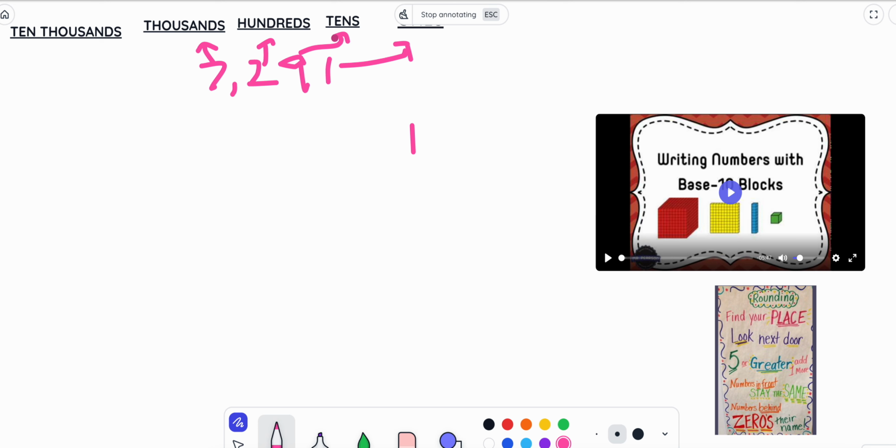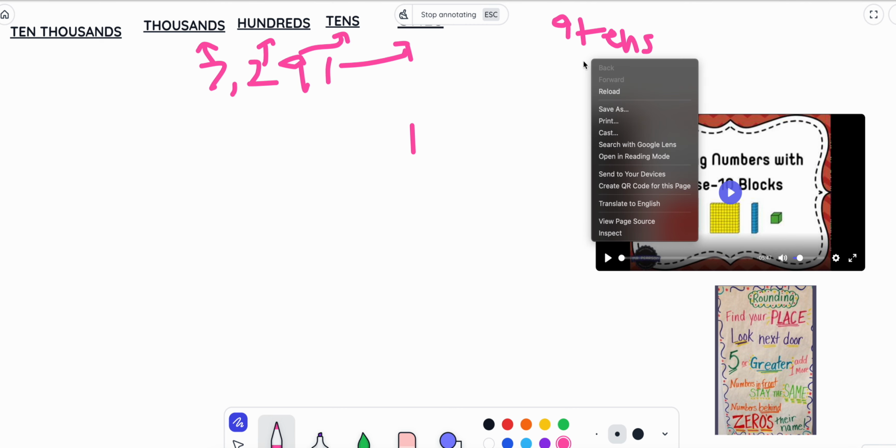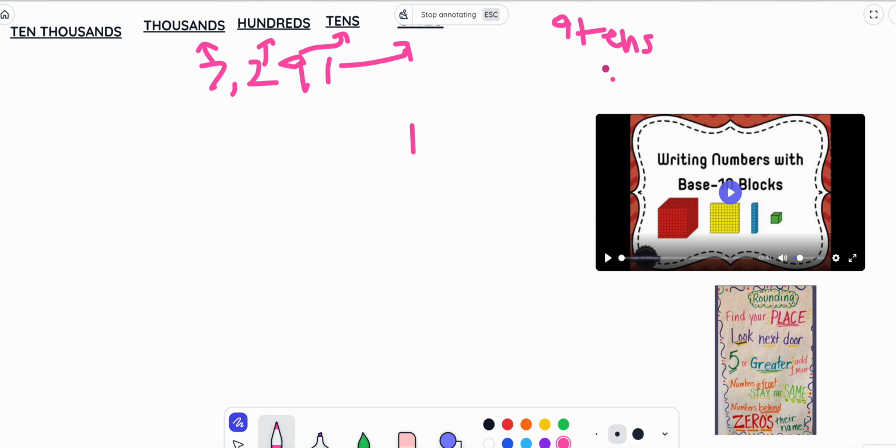If 9 goes to the tens, that's equal not to 9, right? You wouldn't put 9 tens. That's unit form. We don't want that. 9 tens is equal to what? 9 times 10, which is the same as 90, or you could just know that, right? In your tens place, it should always end in a 0. 90.